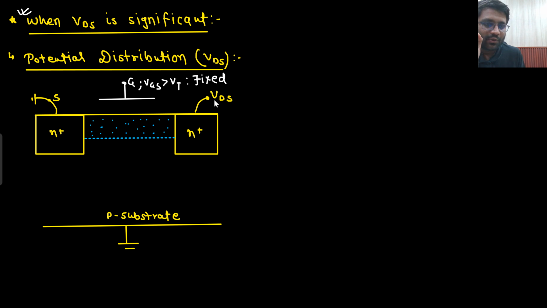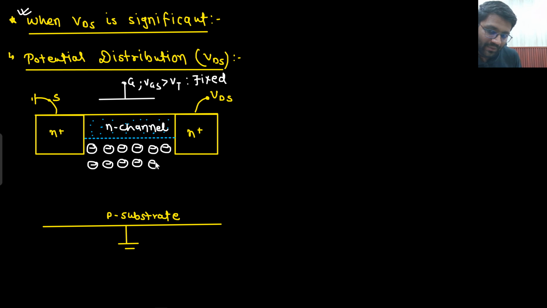Now you know that most of the potential of VDS would be dropped across this inversion charge only, right? Across this channel only. So what kind of channel it is? Sir, it is N channel. Just tell me one thing. When you apply VGS greater than VT, surely there will be an inversion layer. But along with that, you will get a depletion layer as well. I hope you did not forget this depletion layer. So we cannot forget the depletion layer. There is a depletion layer present, there is an inversion layer present.